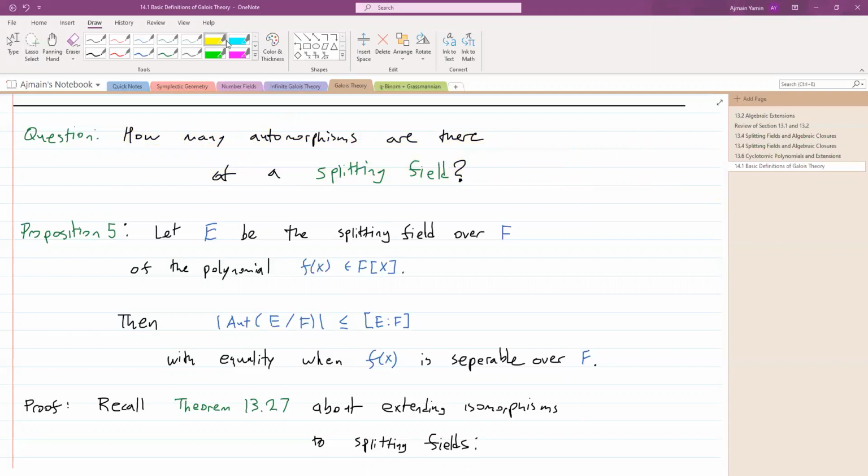What does conjugate mean in this context? Conjugate means the conjugates of alpha. So you have the minimal polynomial of alpha, right? Alpha is an element of the extension. The minimal polynomial has coefficients in F, right? And any other roots of this polynomial are the conjugates.